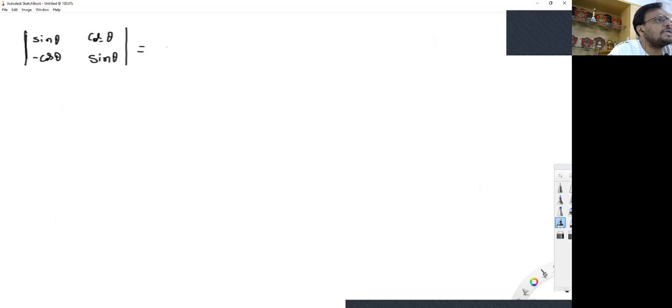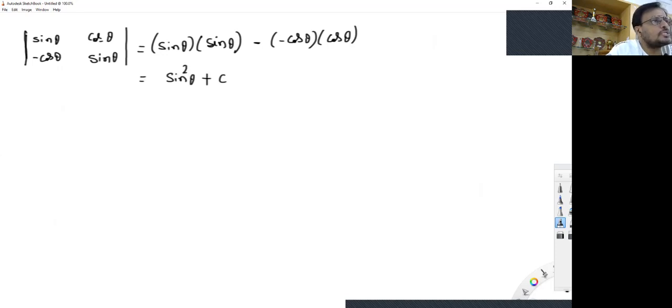So directly we can write here sine theta into sine theta, first the product of the principal diagonal, put a minus sign, then minus cos theta into cos theta. So this will become sine square theta plus cos square theta. Therefore, sine square theta plus cos square theta is equal to 1. So the determinant of the matrix is equal to 1 here.